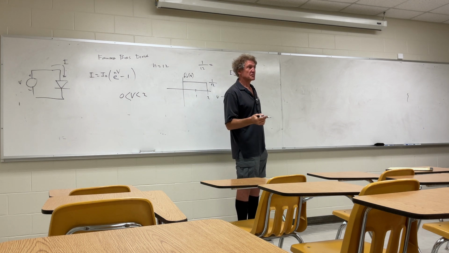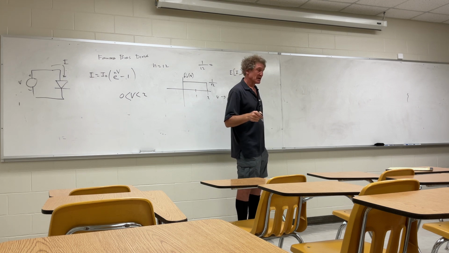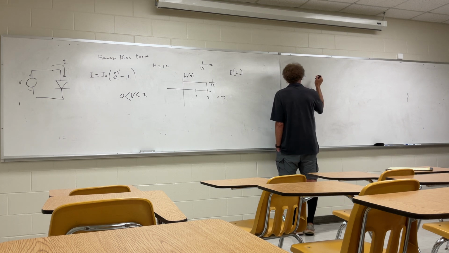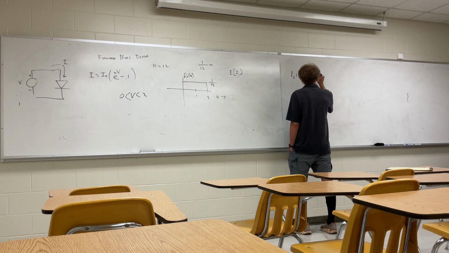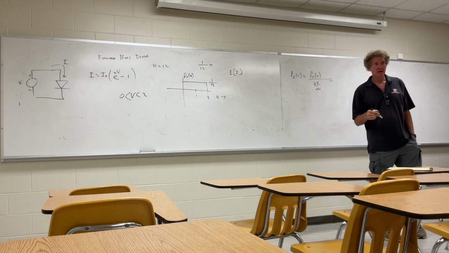And first we need the F of I, the density of the current. Do you all agree with that? So F of I would be equal to F of V, and then it would be divided by simply di/dv. I want to make sure that everybody sees what I'm doing. Do you all agree with that?